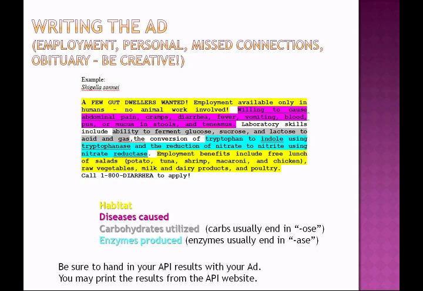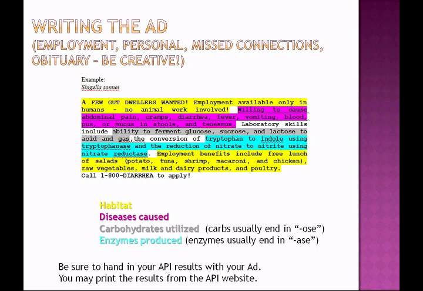It also tells you in this ad, employment benefits include free lunch of salads, potato, tuna, shrimp, etc., raw vegetables, milk, dairy products, and poultry. And this indeed is the way that Shigella sonnei is transmitted from one person to another through the fecal-oral contamination. In pinkish purple, you see the diseases that are caused. Here, willing to cause abdominal pain, cramps, diarrhea, fever, vomiting, blood, pus, or mucus in stools, and tenesmus.